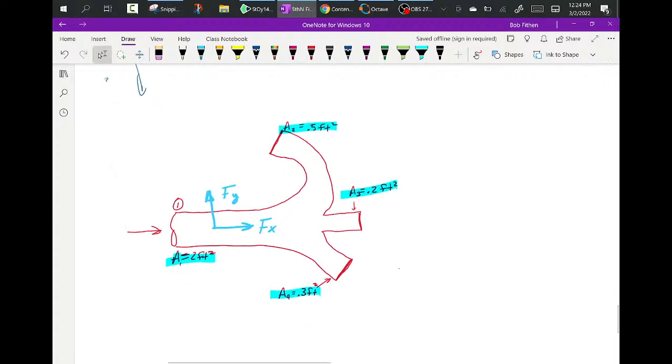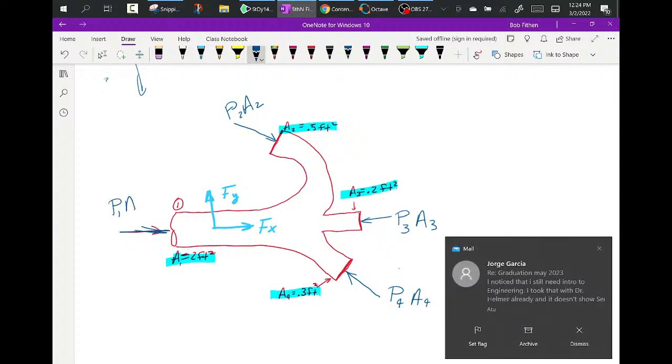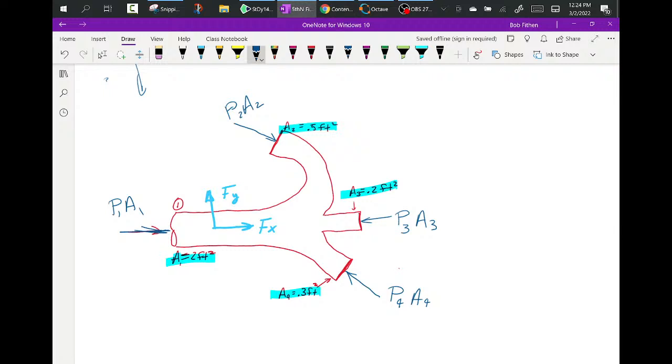But guess what? Now I'm going to add some interesting terms here. Let's say P2, oh, I'm sorry, this is location 3. P3, A3, P4, A4, P2, A2, and this one is P1, A1. Okay.